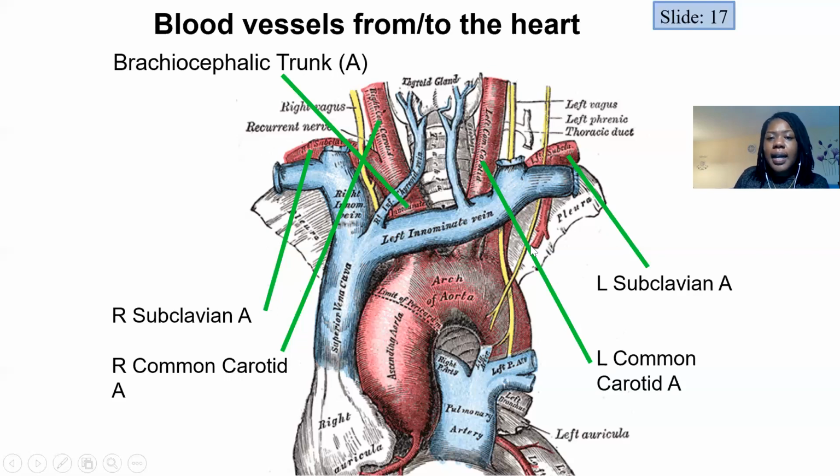On the left side, the left common carotid and the left subclavian artery, they come immediately off of the arch of aorta. So there is no brachiocephalic on the left side. These two branches are coming immediately from the arch of aorta. Consequently, these are the three branches that come off of the arch of aorta. We've got the brachiocephalic trunk, which gives rise to the right common carotid and the right subclavian. And then we have the left common carotid and the left subclavian also coming immediately off the arch.